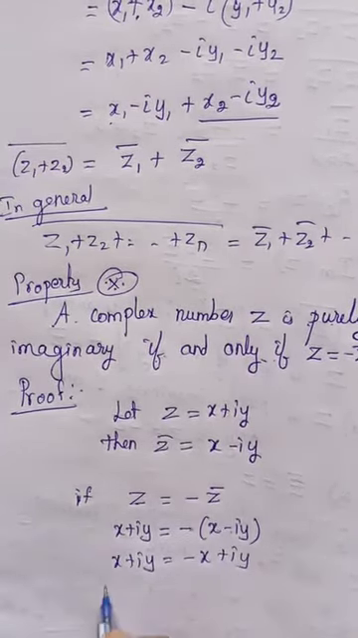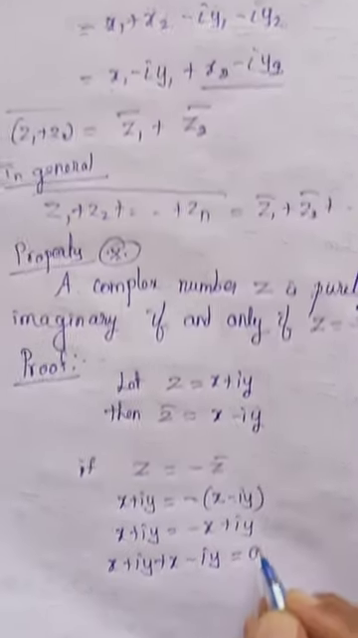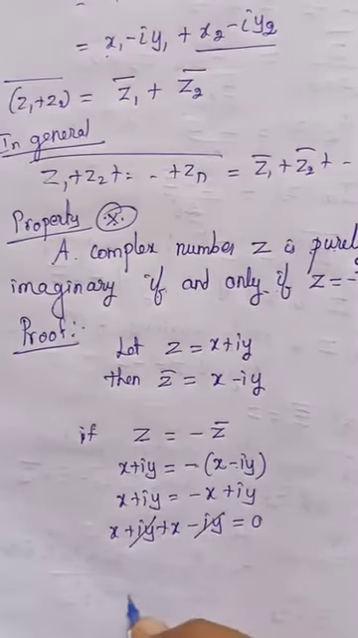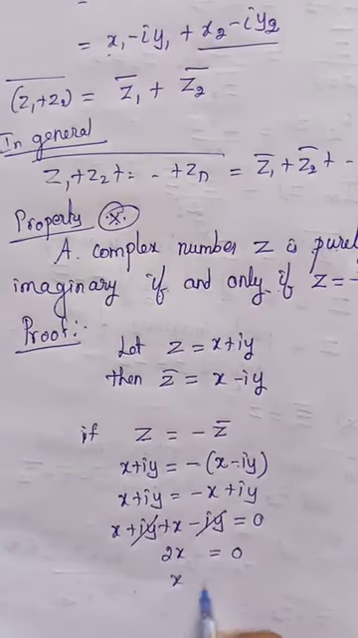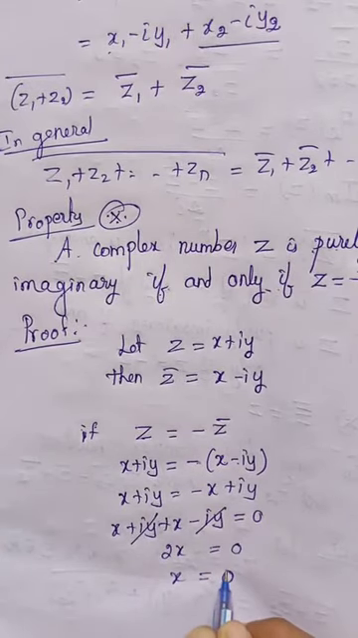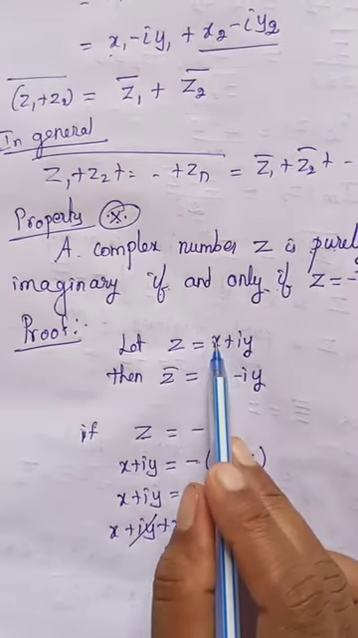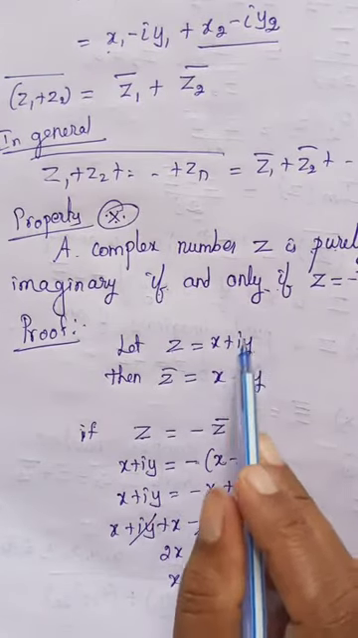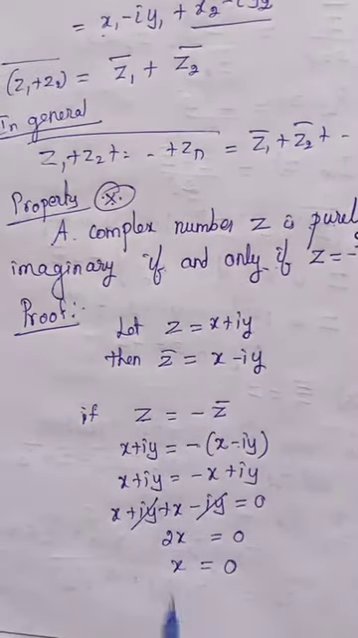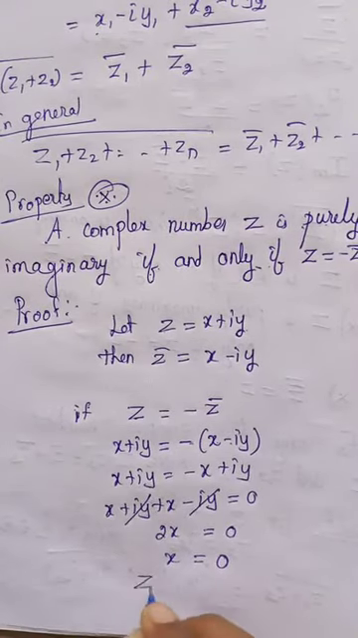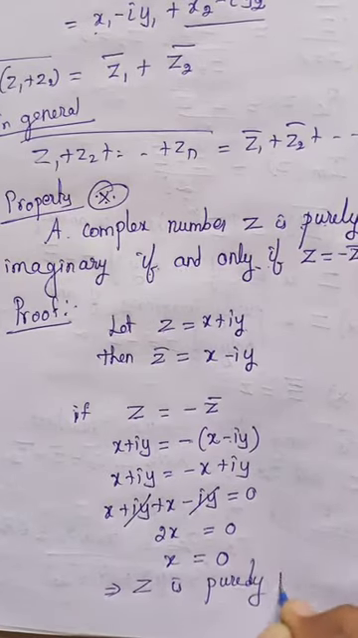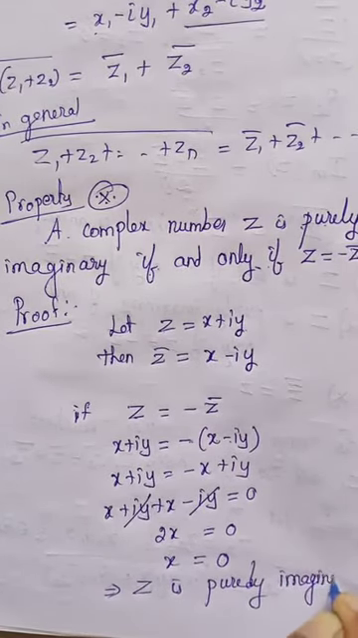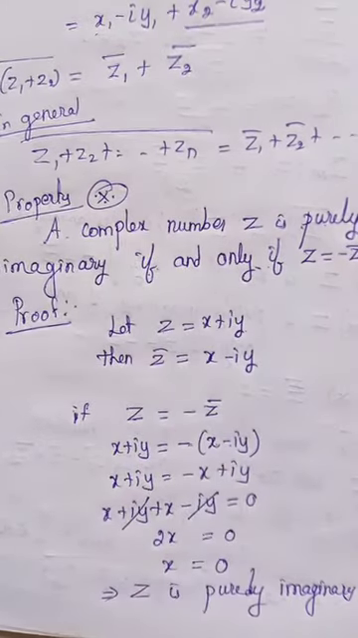Bring all the terms to left hand side. This is plus x, plus x, and plus iy, minus iy equals 0. Plus iy and minus iy will get cancelled. So we get 2x equal to 0, or x equal to 0. In this complex number, if x equals 0, what happened? Z is purely imaginary. Yes or no? When x equals 0, automatically z is purely imaginary. This is what they have asked us to prove.